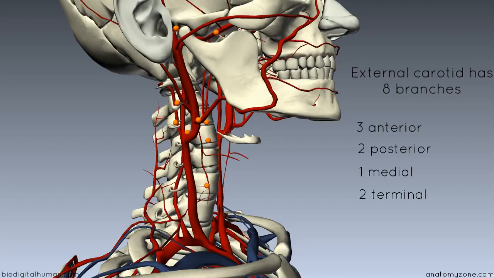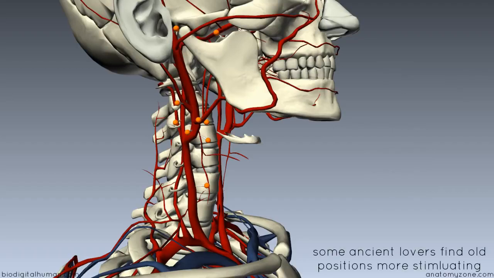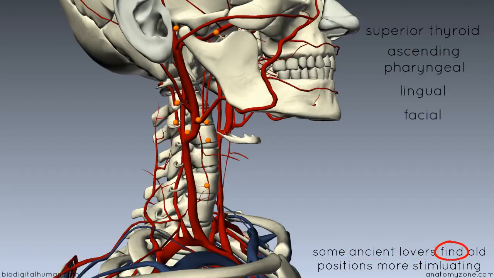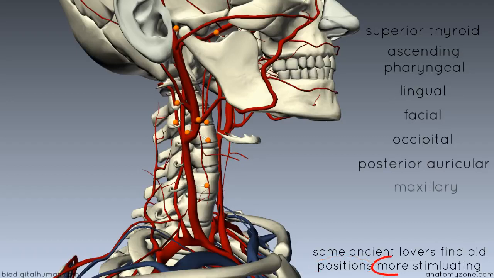As with many things in anatomy, there's a nice little mnemonic for remembering the branches of the external carotid, and the one I use is: some ancient lovers find old positions more stimulating. It's quite an easy one to remember. So the branches are the superior thyroid, the ascending pharyngeal, the lingual, the facial, the occipital, the posterior auricular, and then you've got the 2 terminal branches, the maxillary and the superficial temporal arteries.